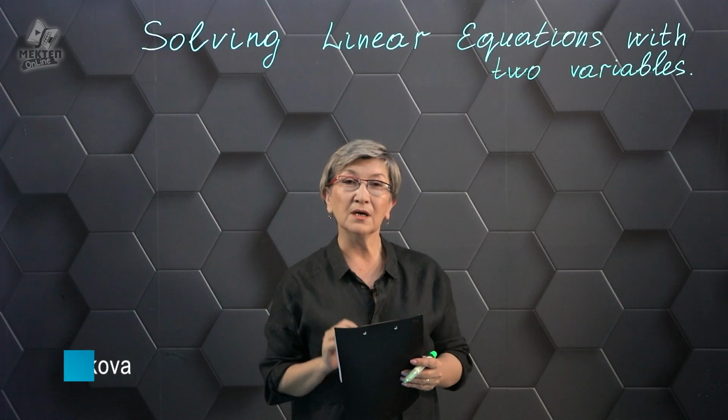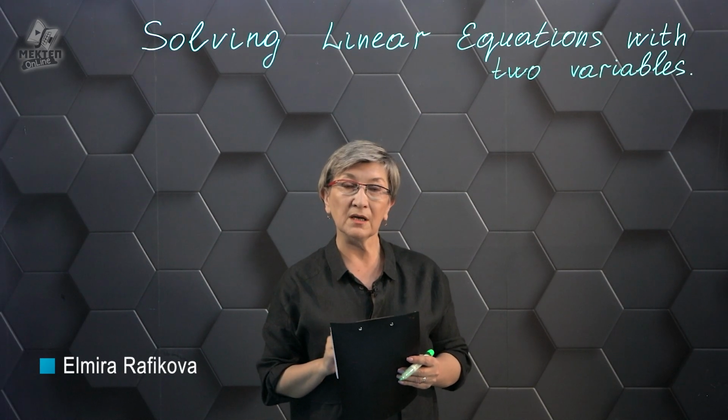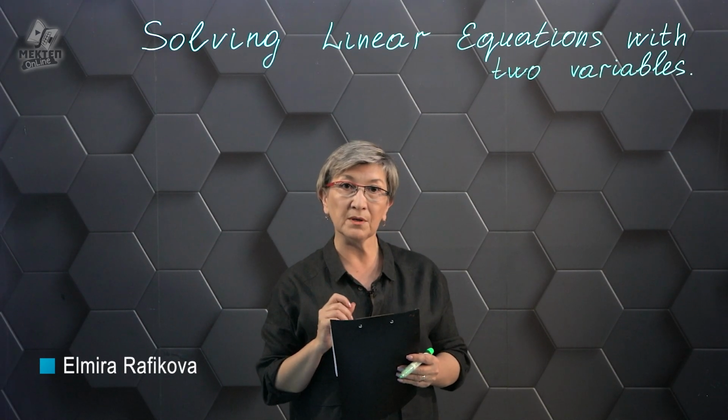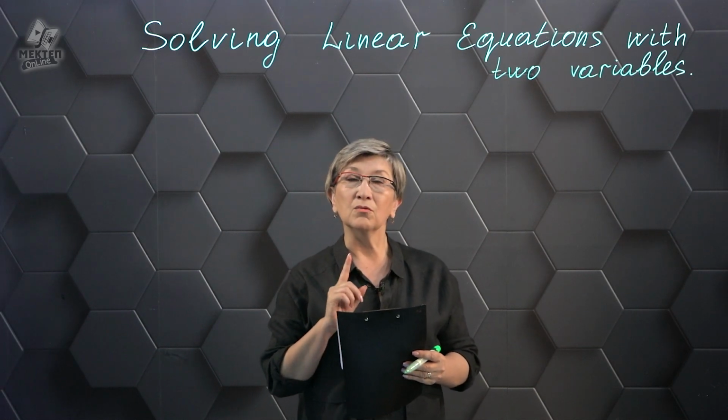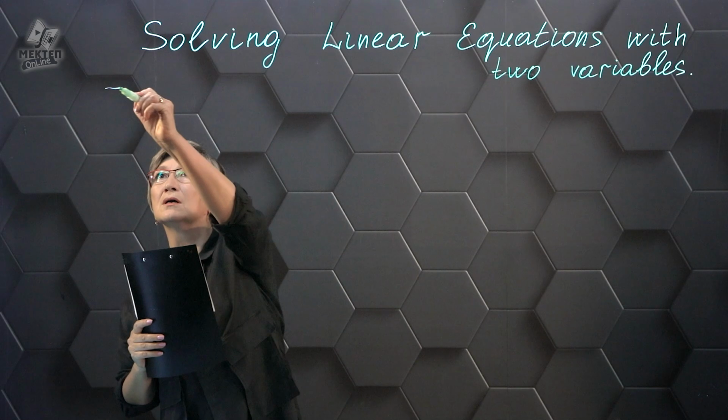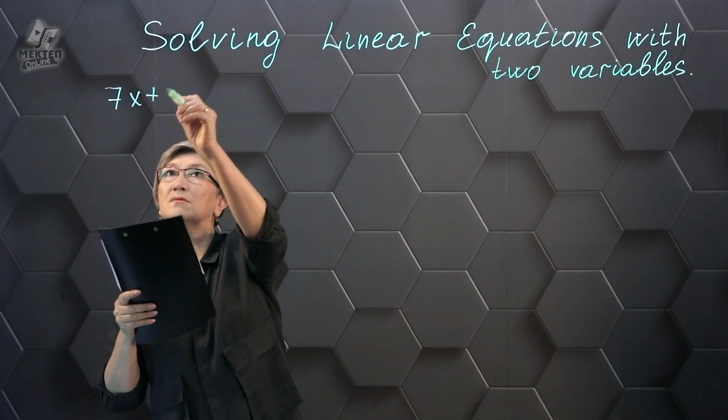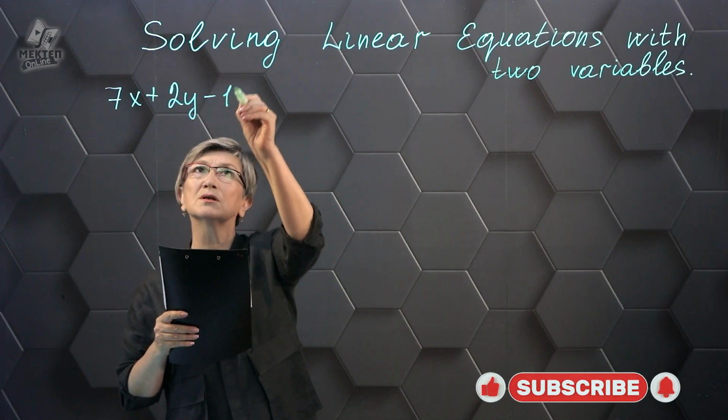Hello, today in class we will solve a linear equation, and in this equation we will find one variable when the other variable is given. The equation is as follows: 7x plus 2y minus 14 equals 0.